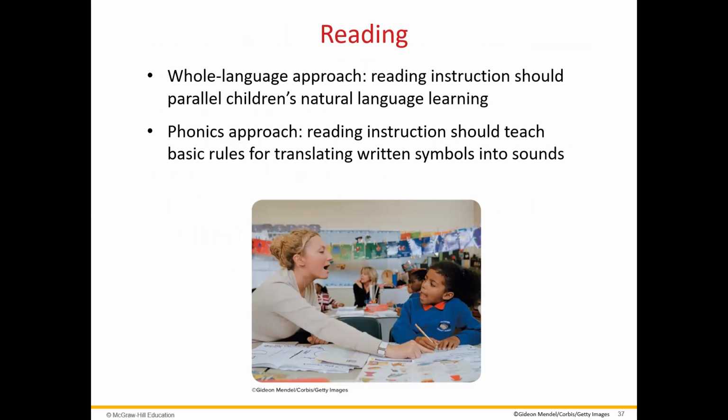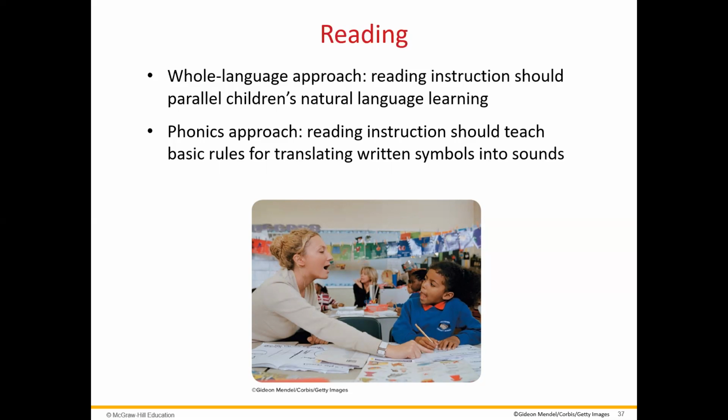And the second topic is reading. I just want to talk about two major approaches. These approaches were argued about for some time in the past. The first one is the whole language approach, and this says that reading instruction should parallel our language learning. If you think about how we learn language, we are exposed to a whole bunch of speech, and our brains categorize the speech we hear and make sense of it, and eventually we start to talk, one word and then two words and three words and then full sentences, without any direct instruction. We just learn from being exposed to language.